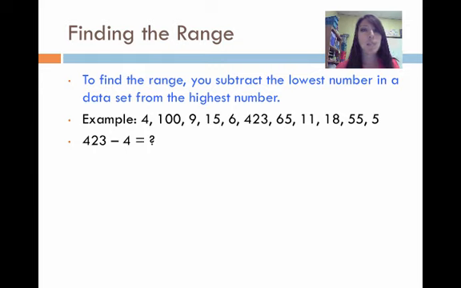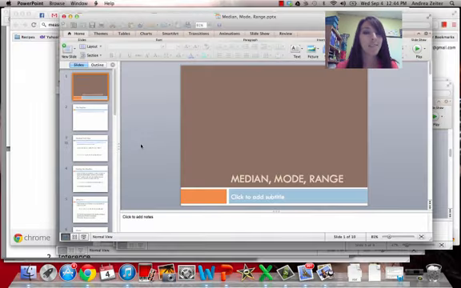To find the range, it's so easy. You just find the highest number and the lowest number and subtract them. Okay? And it would help you to put the numbers in order. Like if you're finding the median, you already have your numbers in order, so you can just go ahead and take the biggest one minus the smallest one. So for this one, our biggest number here is 423. Our smallest number is 4. All right, 423 minus 4 is 419.